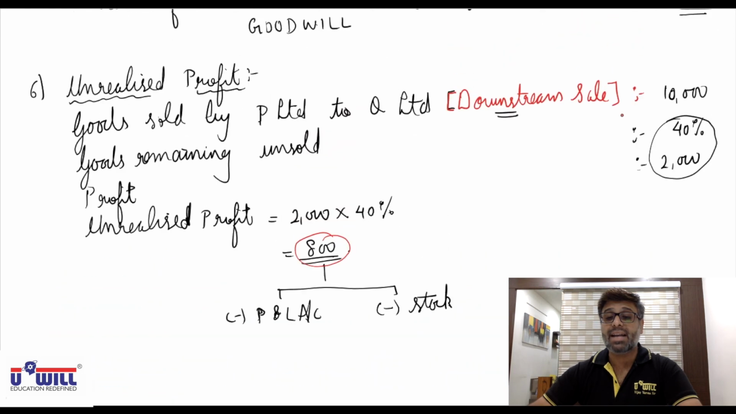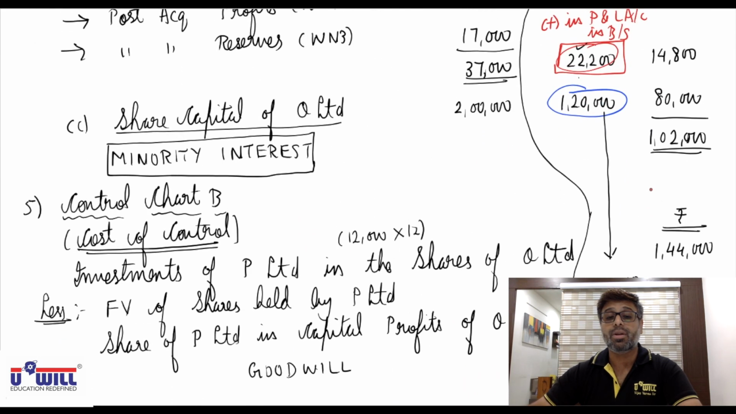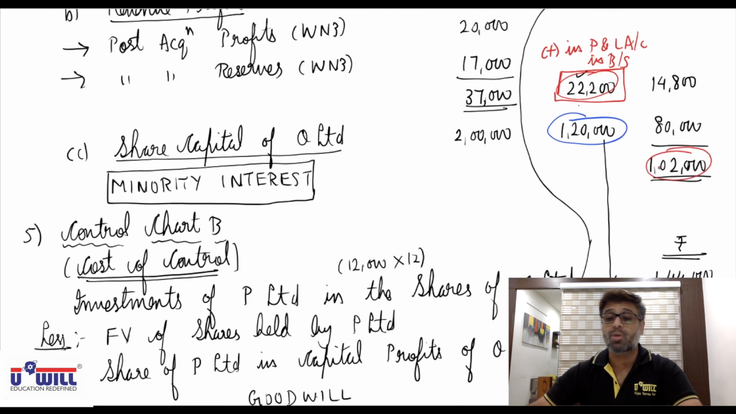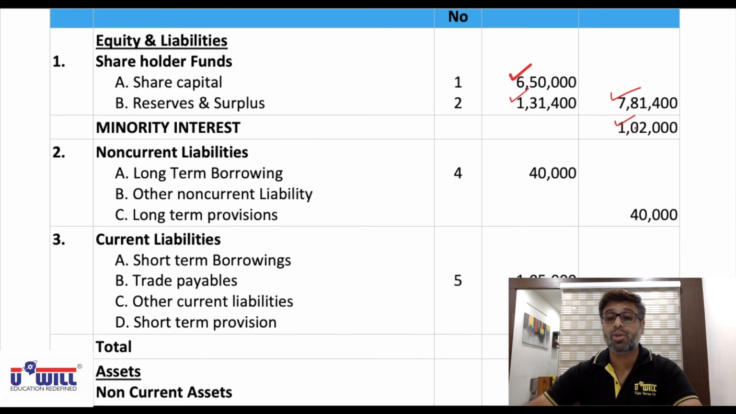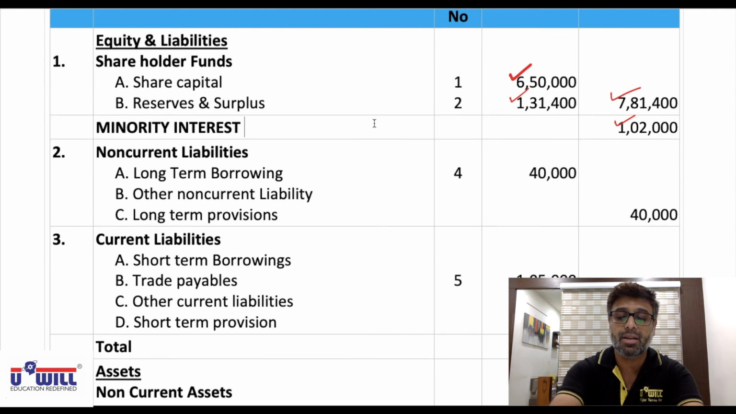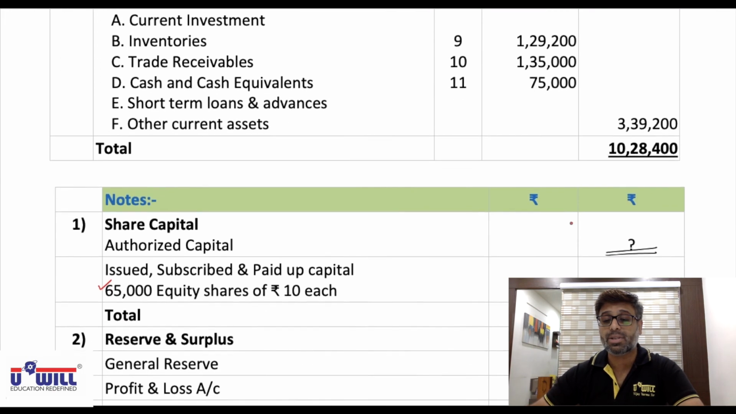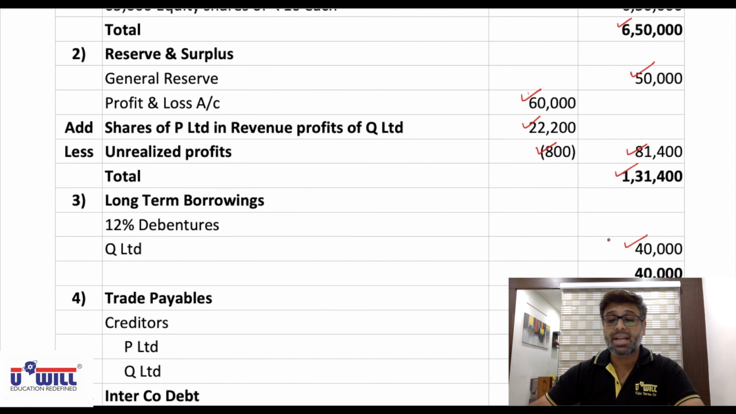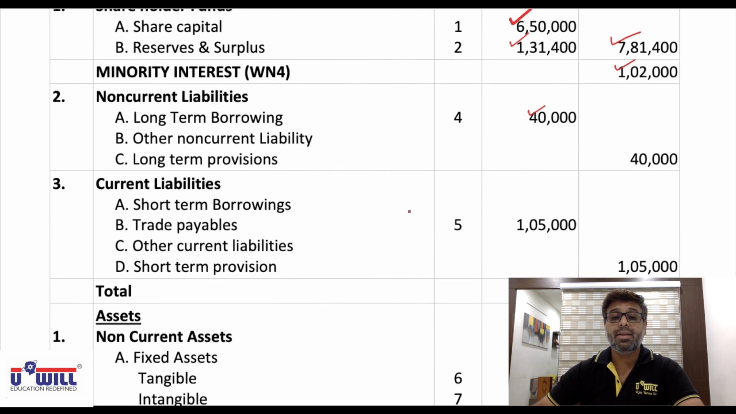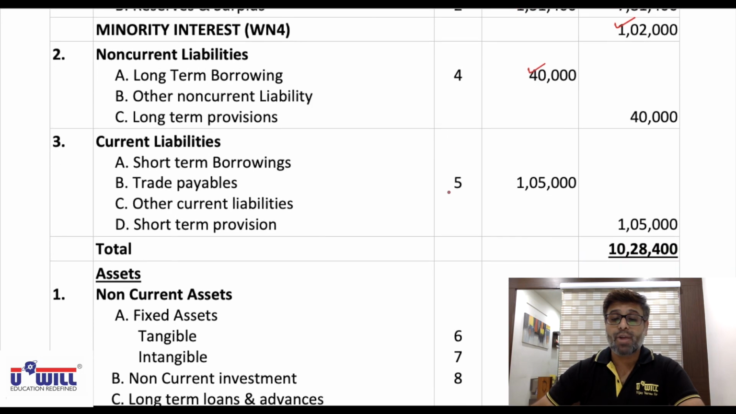Minority interest we directly get from working note 4, that is 1,02,000. Directly from working note 4 you'll get 1,02,000, and here you can mention in brackets working note 4. Then long-term borrowings from note 4 we get 40,000, that is 10% debentures of Q Limited only. Then trade payables from note 5 we get 1,05,000.